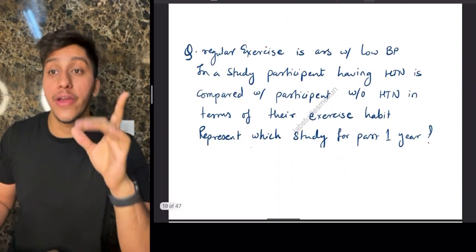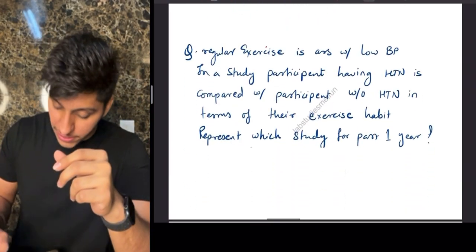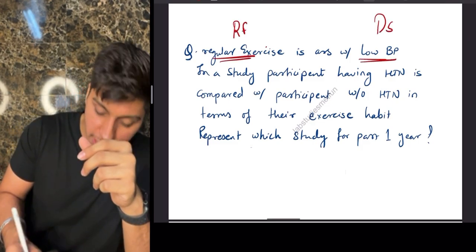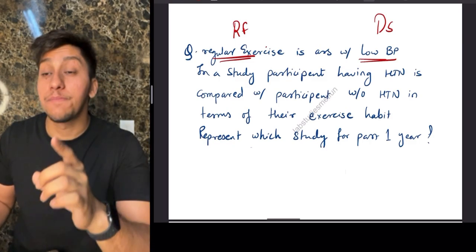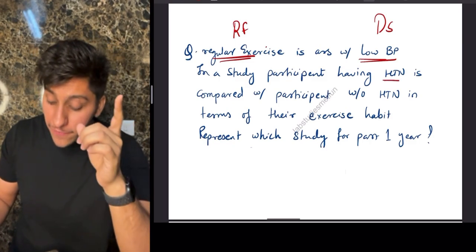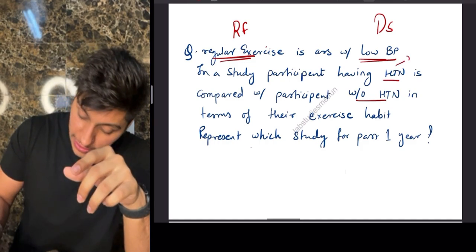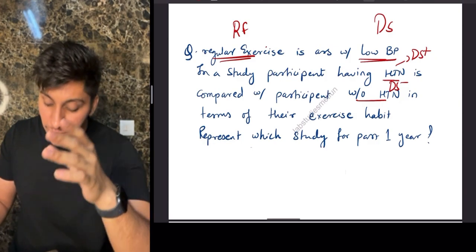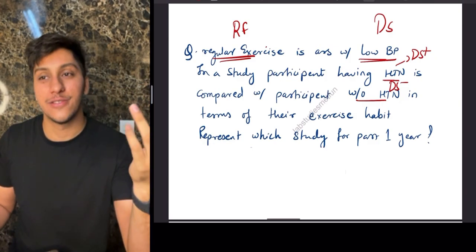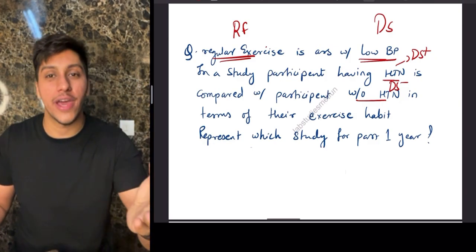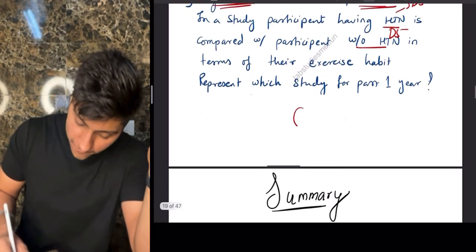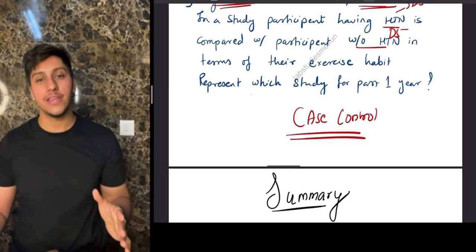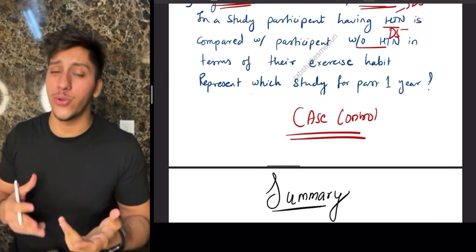Next question. Regular exercise is associated with low blood pressure. So low blood pressure over here is the disease and regular exercise is your risk factor. In a study, participants with hypertension are compared with those without hypertension in terms of their exercise habit. So disease positive and disease negative. What is this study? What is your answer? Very good. It is going to be case control. I hope with these three questions you have understood case control and cohort.